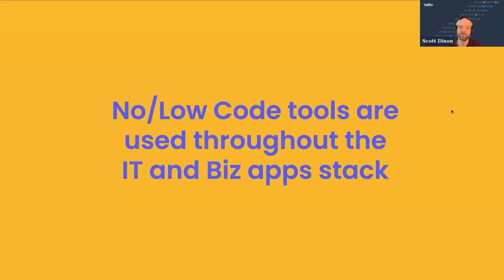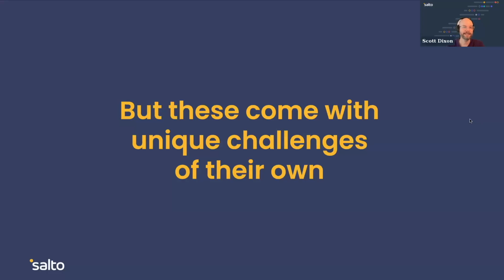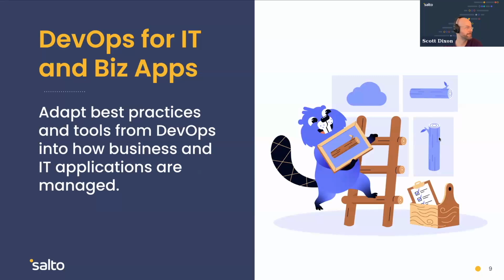Now, to actually configure a lot of these tools, there's a lot of no or low code ways that you can manage these, like for example, using drop downs or setting up configurations manually through the UI. And this is pretty common across most of these SaaS applications. And this can come with some unique challenges of their own. When you're managing a deeply customized application that doesn't necessarily have a great way to manage those changes, that can create some complexity. So here at Salto, we've applied some of the best practices and tools from DevOps principles into how business and IT applications are managed.